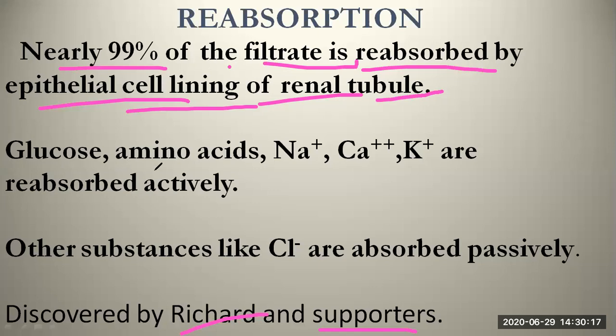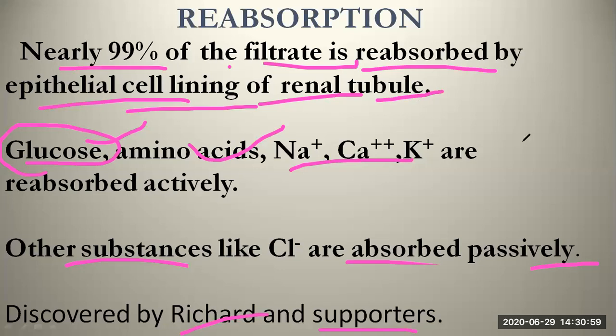Some substances are absorbed actively, like amino acids, because charged molecules, we should create a basic concept, are generally absorbed actively. But some can also be absorbed passively, like chloride ions and glucose molecules. Here glucose is given as active, but sometimes glucose can be absorbed passively. We say actively because during secondary active transport, glucose and sodium go together. This is the story about reabsorption.